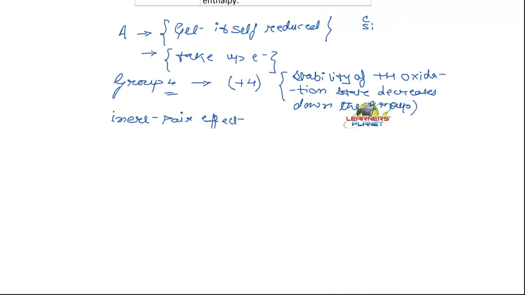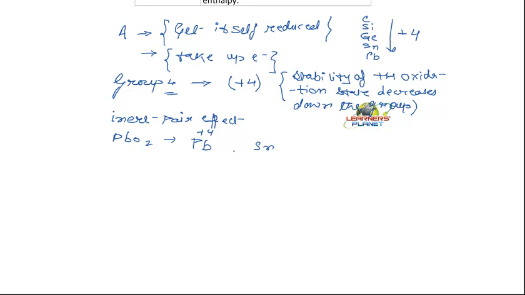So, which will have more oxidizing power? If I arrange the elements in the group, how will I arrange? It will be carbon, silicon, germanium, tin and lead. So the stability of +4 oxidation state decreases. So which will have more oxidizing power? Lead oxide, then tin oxide. In lead oxide, PbO2, what is the oxidation state of lead here? The oxidation state is +4.